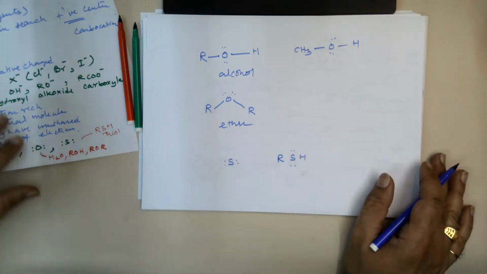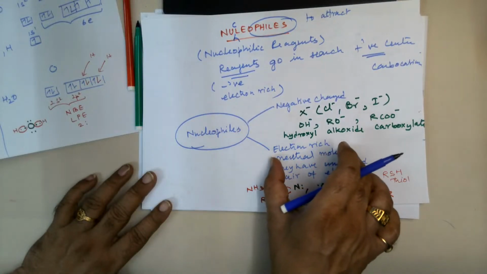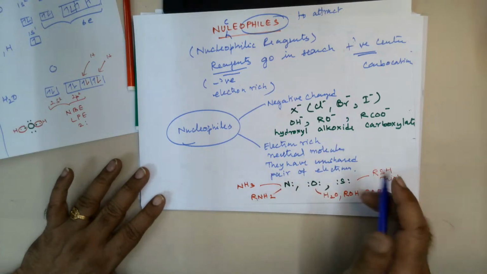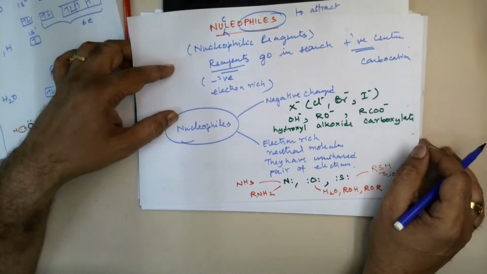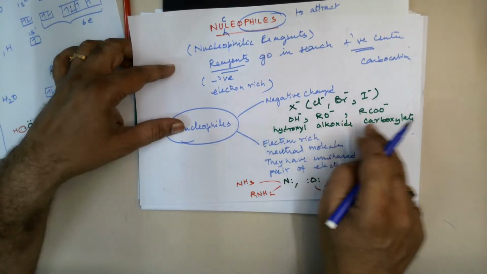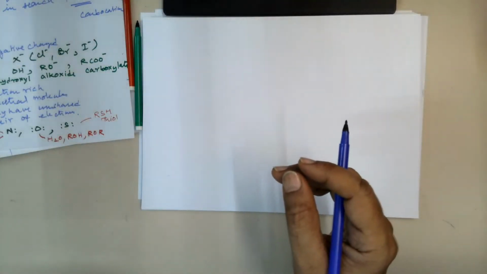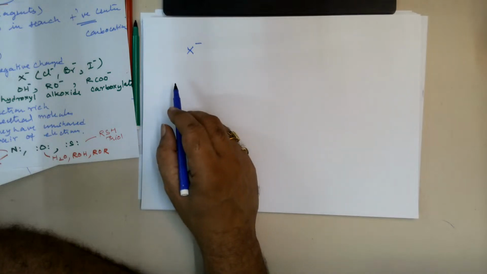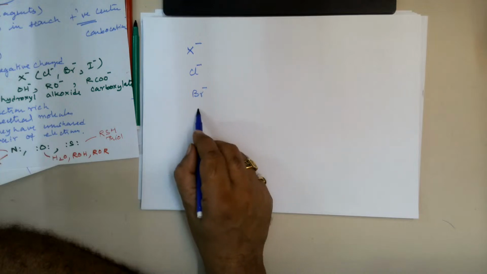I hope now you are very clear about the nucleophile of neutral molecule type with electron richness. So they have unshared pairs of electrons. Okay. Now let us go to the negatively charged entities like halides, hydroxyl group, alkoxyl group, carboxylate group. Let us discuss the structures of these reagents. X means halogen, X minus means halide. For example, you have chloride, bromide, iodide, etc.